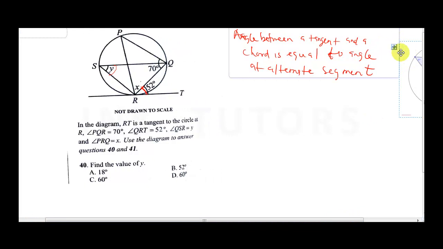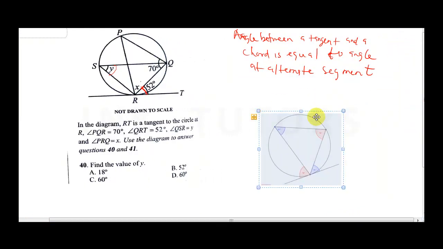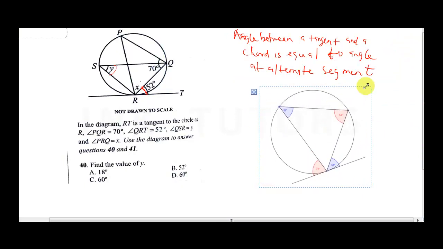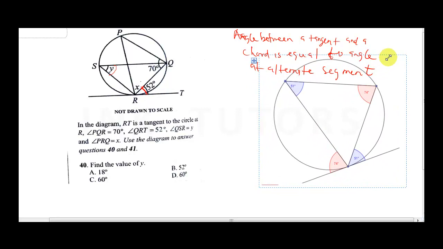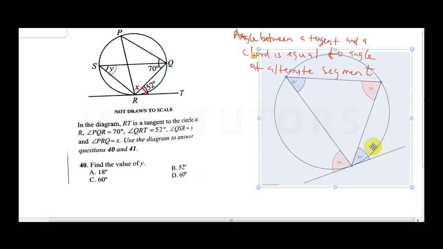Okay, now look at this diagram. Let me expand it so you can see it very well. Notice this line here is a chord. It makes 51 degrees with the tangent. This is the alternate segment.